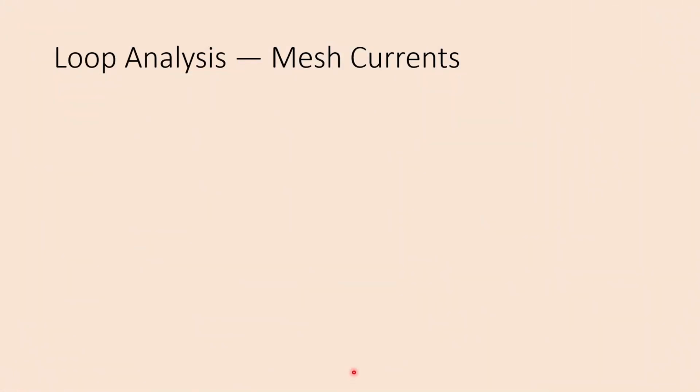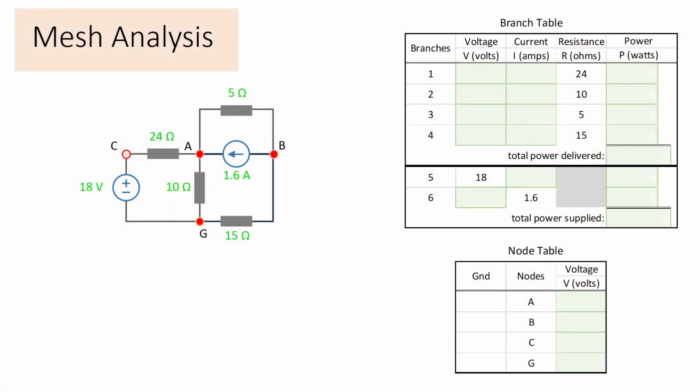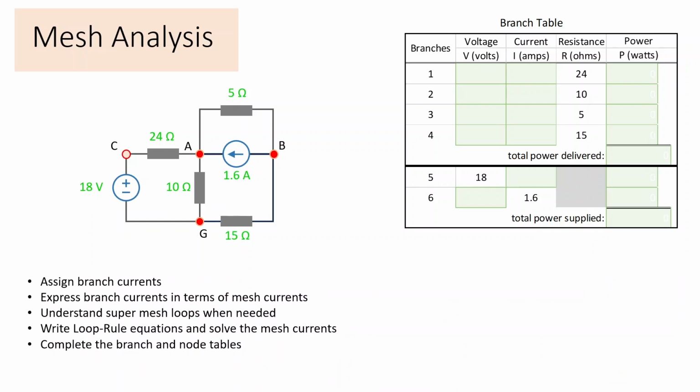Next is loop analysis based on mesh currents. And we start with our circuit and the solution tables. And we remind ourselves that we're expecting two equations of the loop rule type. And here's the procedure. We actually start the same way as branch current analysis. We assign flows through each branch, right? Branch currents. And here's my branch current variable, same as before when we did the branch current analysis.